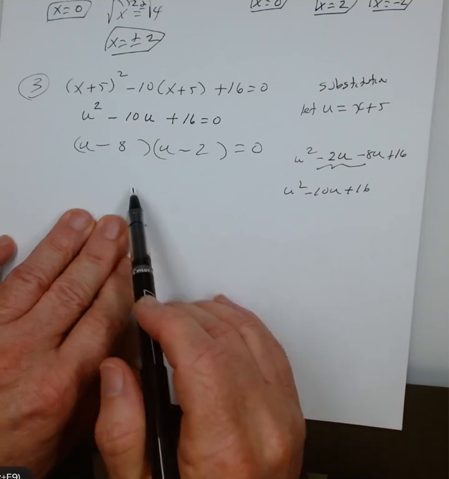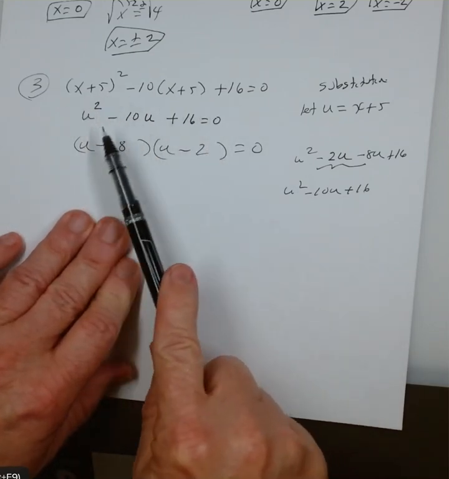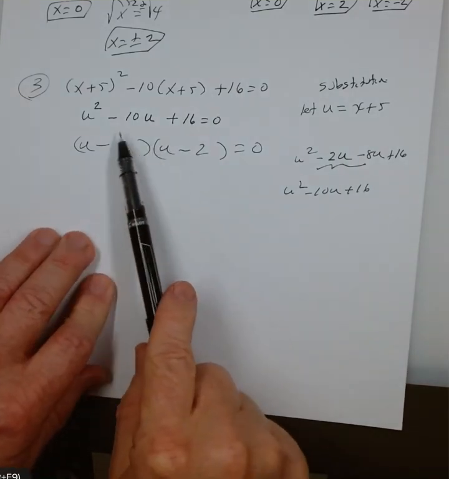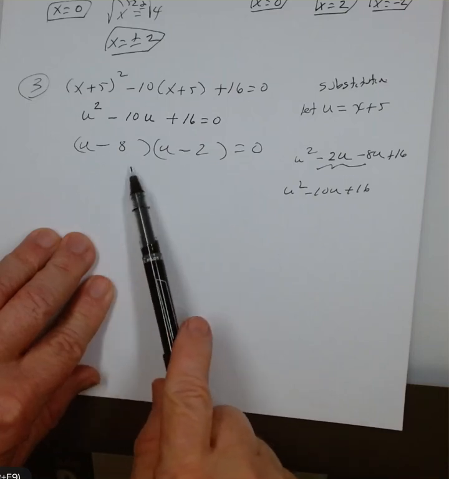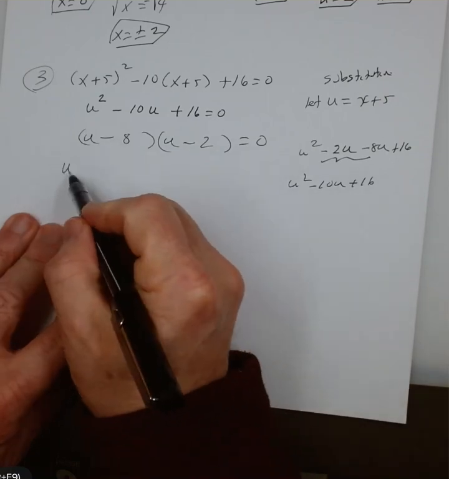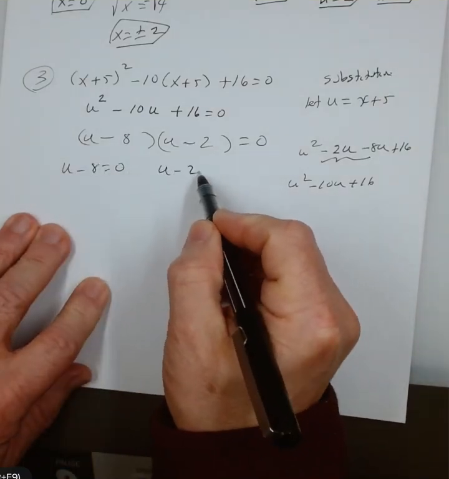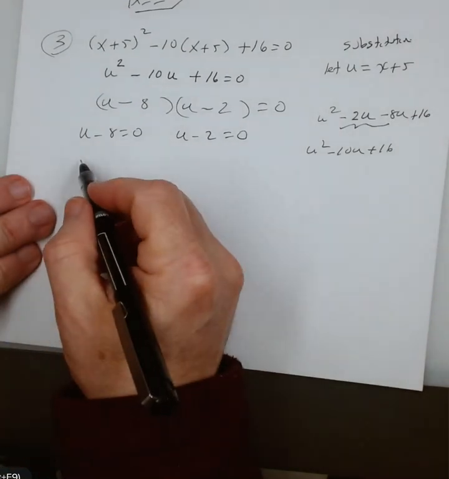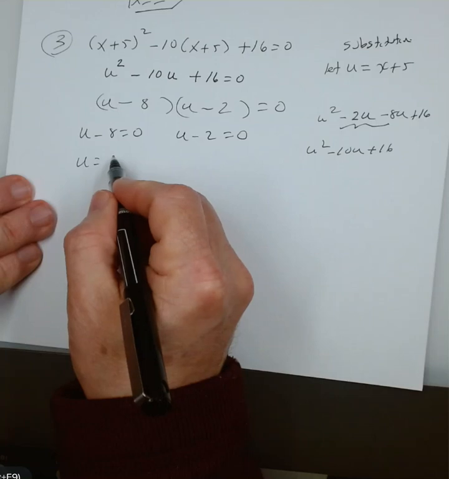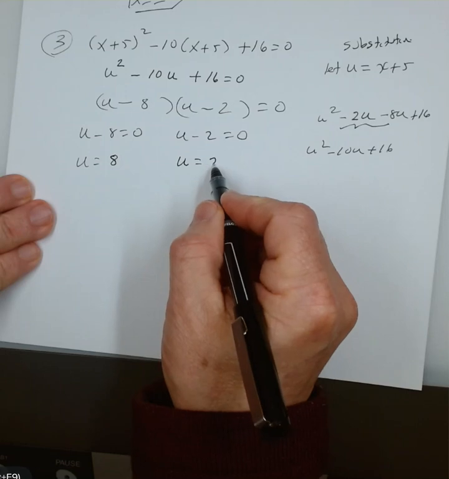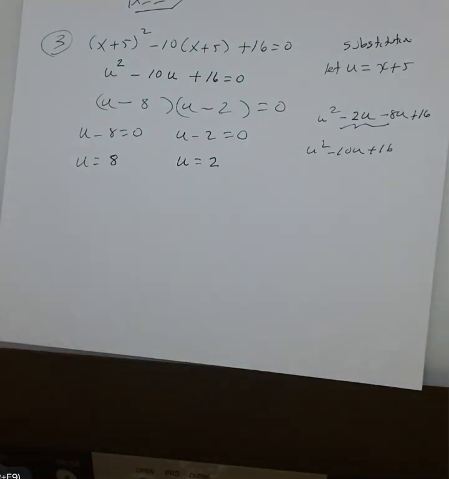Okay. Now, notice though, I went from the variable x to what variable? U. So I got to keep that in mind. So now I'm solving this equation. How do you solve this equation? Set them both equal to 0. So u minus 8 equals 0. U minus 2 equals 0. If u minus 8 equals 0, then what's u? 8. If u minus 2 equals 0, what's u? 2. But my original problem had what variable?